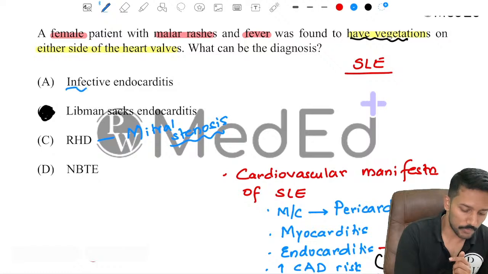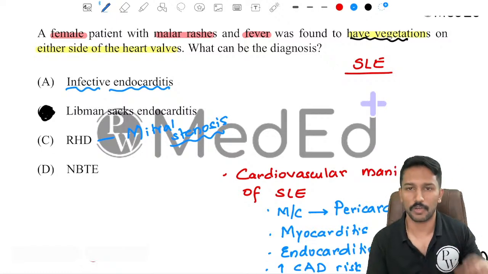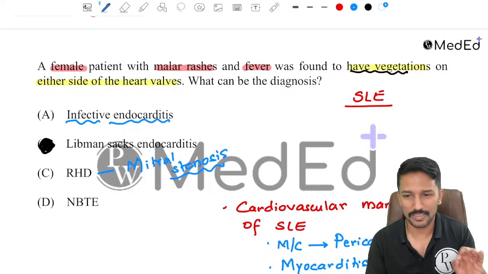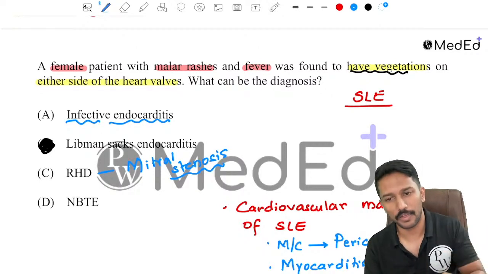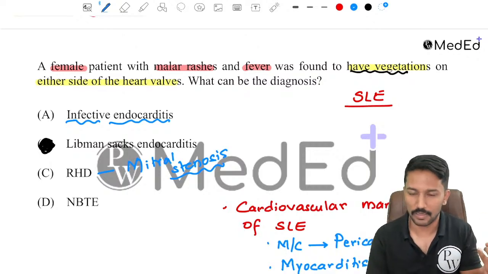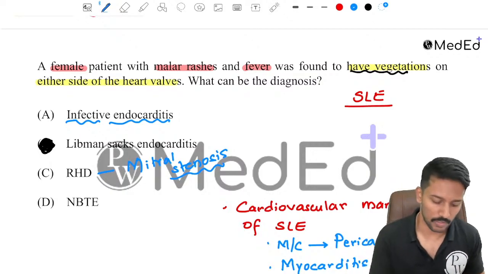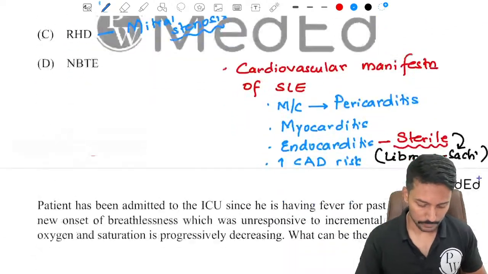Why is it not infective endocarditis? To diagnose infective endocarditis, we need to meet all the criteria listed for infective endocarditis. Merely this information is not sufficient. In an SLE patient, the first thing to think of is the diagnosis of Libman-Sacks endocarditis. Only when your blood culture is positive for bacteria would I think of infective endocarditis. Here they are not mentioning any positive blood culture to think of infective endocarditis.